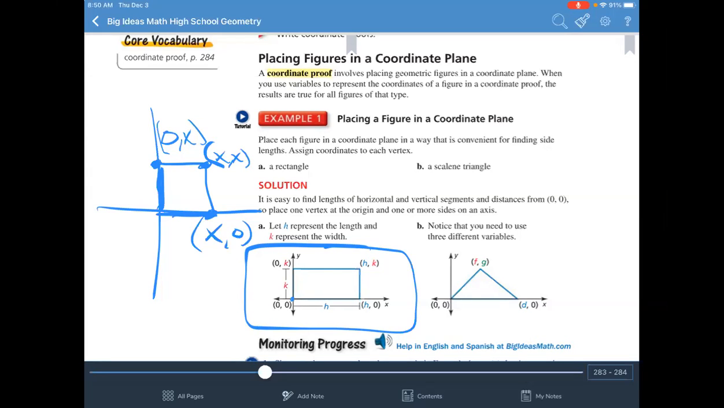So part of this is just being able to put the figure on the coordinate plane. You see the scalene triangle that they have here. All our side lengths are different, so we can't have the same variable. They used a D for the length. They used F comma G to put another point up there. That's just all different variables because they're all different lengths. So we can't have the same variable there. So that's part of it.